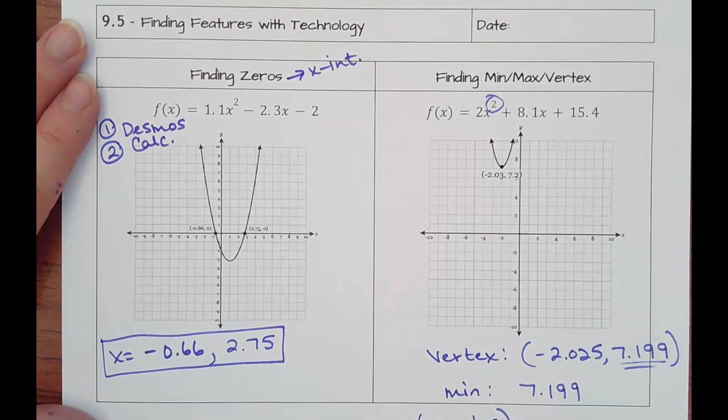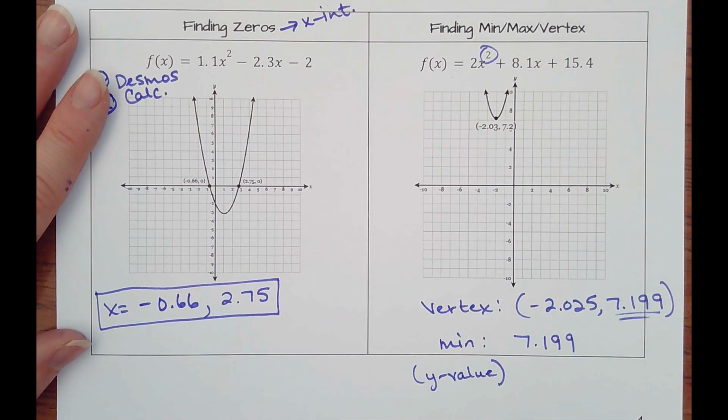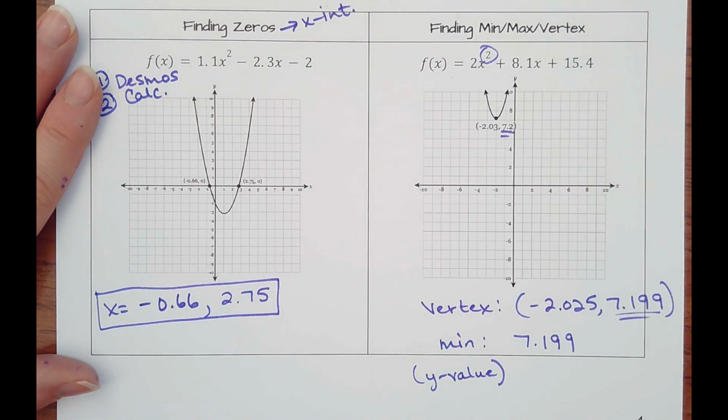Okay, so vertex is the x and the y versus the minimum is saying what is the lowest it goes, and that's going to be your y value. Same thing with the max, it would just be your y value.